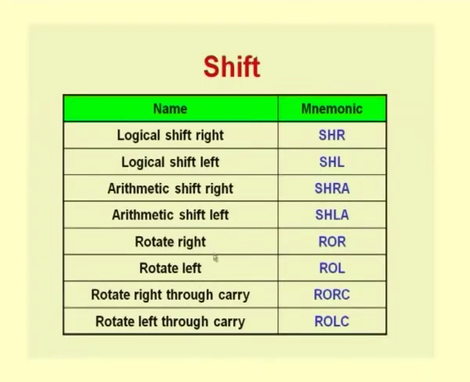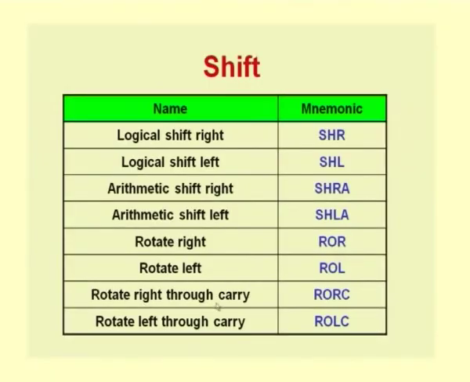Similarly, we have other instructions like rotate right, rotate left and so on. These instructions serve to do bitwise manipulations. The difference between a shift and a rotate is that when you do a shift right, for instance, the rightmost bit just goes out and disappears. But when you do a rotate right, the value on the rightmost bit comes back to the leftmost position. That is called a rotate right operation. Rotate left, similarly, is in the opposite direction.